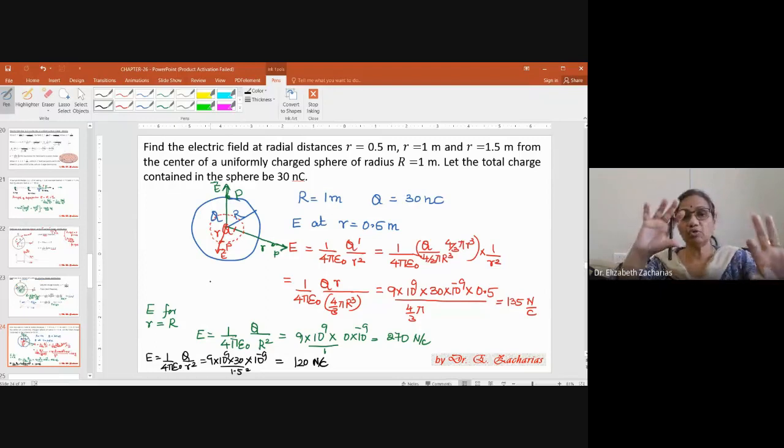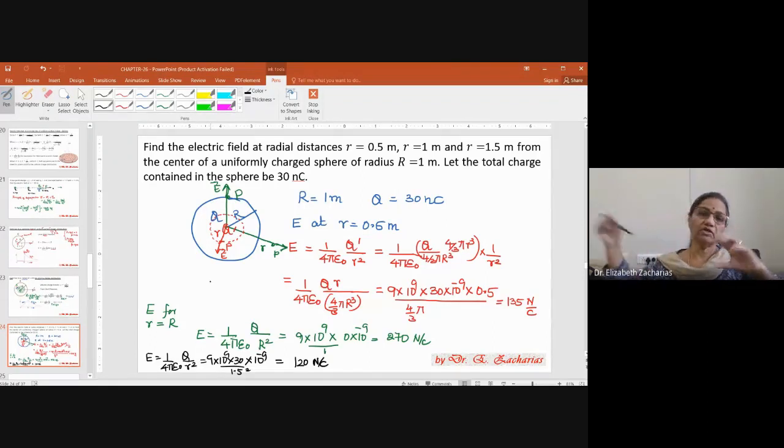So I hope you understood how to use the shell theorem. Using shell theorem, you can find out the electric field for any spherical charge distribution, be it a shell or be it a hard sphere, volume charge distribution.